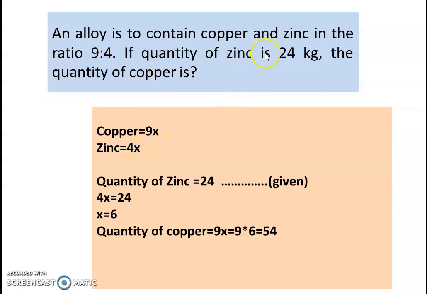Now quantity of zinc is given, that is 24 kg. So this 24 will be equal to 4x. So after writing 4x equals to 24, value of x is 6. Now we know the value of x. We can calculate the value of copper quantity, that is equals to 9x. So 9 will be multiplied with 6 and it is equals to 54. So we can calculate the quantity of copper, right?